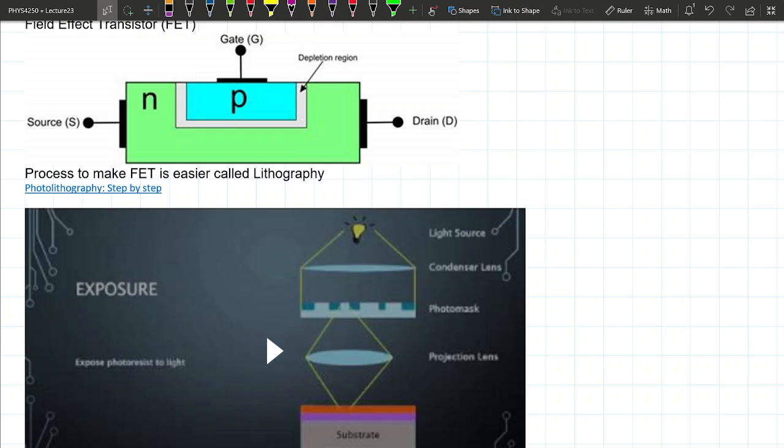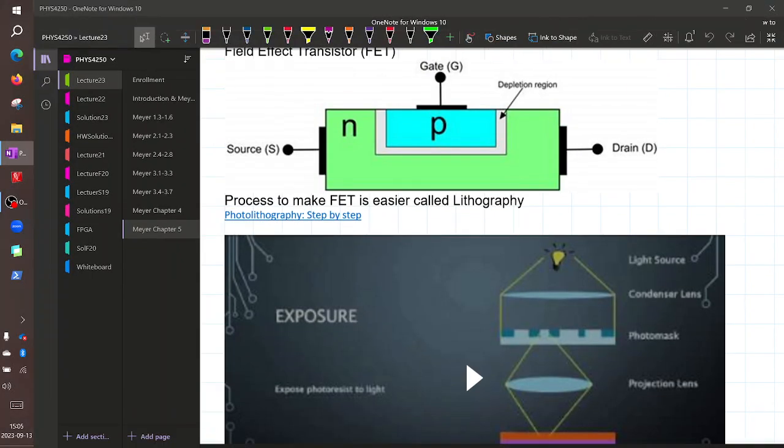The operation of it basically works exactly the same way. You have a collector, an emitter, and a base. But now they call it a gate, a source, and a drain. They're kind of like synonyms of each other, if you know the operation of it. So I'll skip this video on lithography because that's going to be like a 10-minute video.